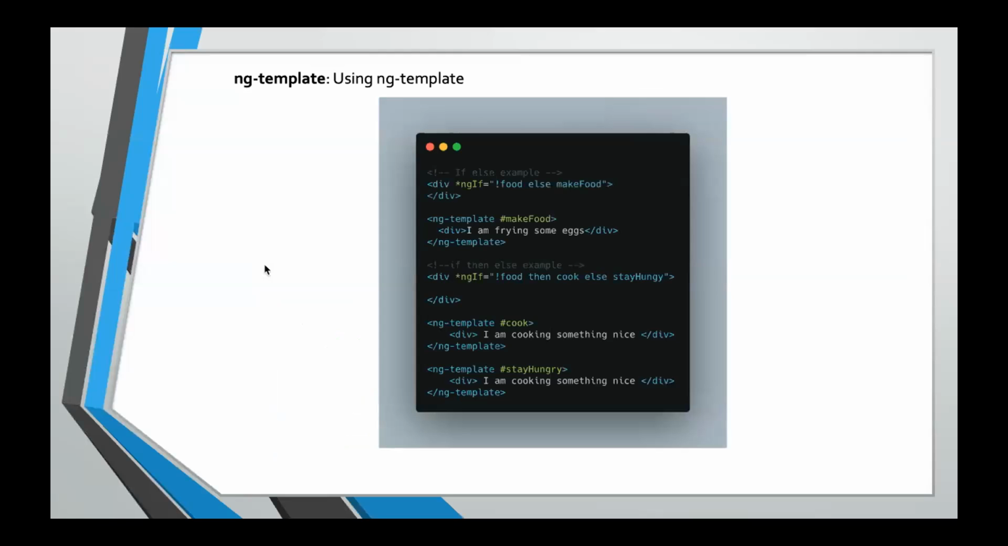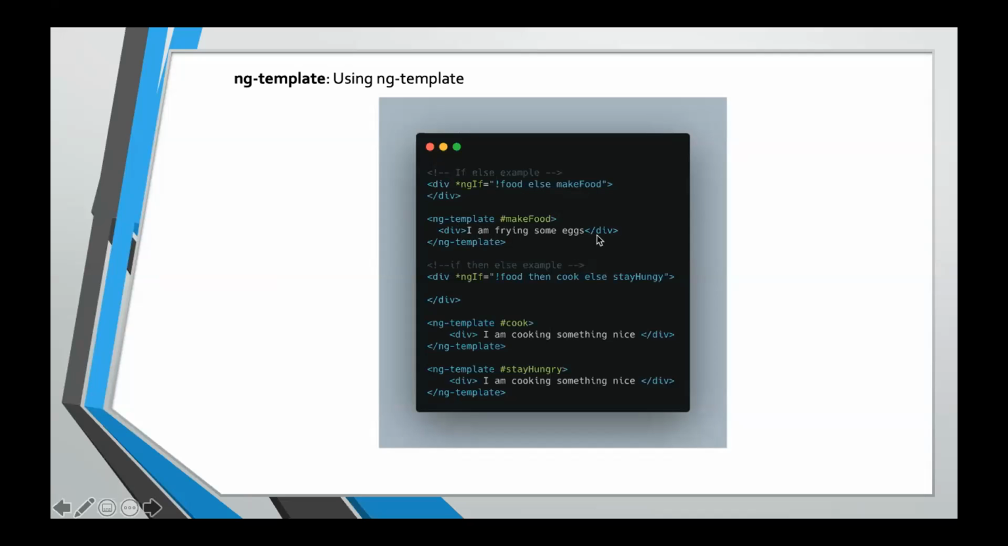First of all, ng-if gives us some ways to do conditional statements. So we have the ng-if else, and the ng-if then else. If you can still see my screen, there's an ng-if no food, else make food. Below it, we have a template which has a template reference of make food, and then we have some elements inside, which is a div saying frying some eggs.